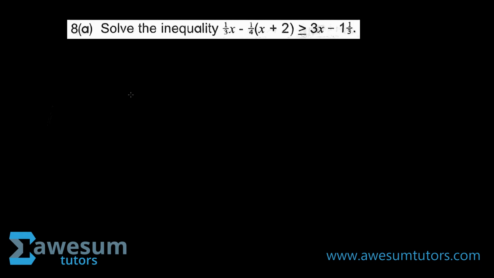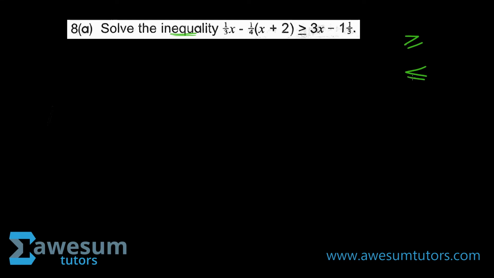Question 8A of the WASSCE 2019 General Mathematics Theory past question says to solve the inequality 1 over 3x minus 1 over 4 bracket x plus 2 greater than or equal to 3x minus 1 whole number 1 over 3. This question is under the topic called inequality. Also, if you take a look at this sign that we have right here, this is greater than or equal to. If you have this, it is less than or equal to.